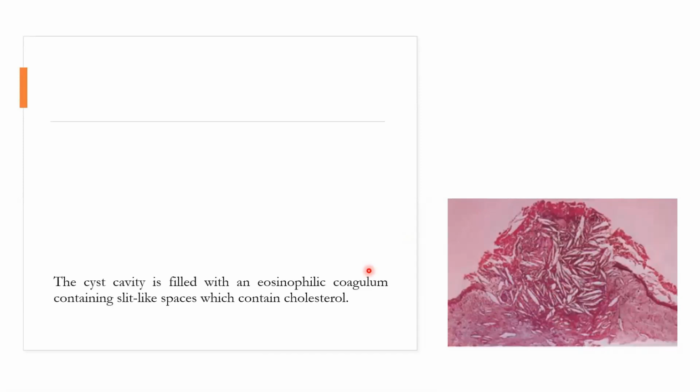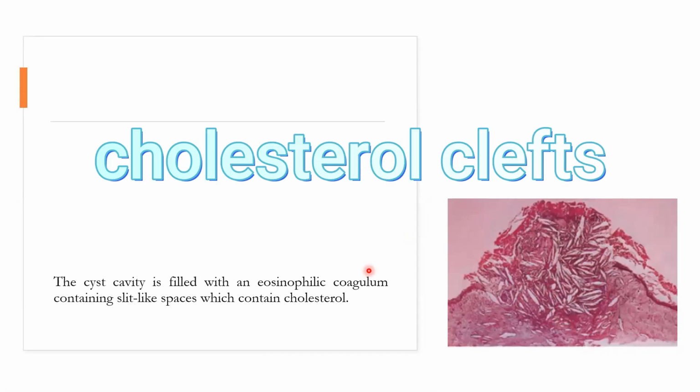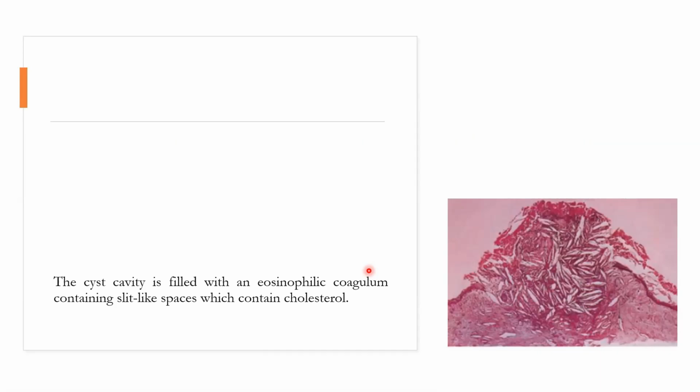So if you remember in the first slide when we were talking about the gross, I showed you an image of the cystic cavity filled with certain structures, and this is a close-up image of the same. So this is nothing but eosinophilic coagulum containing slit-like spaces, which is nothing but cholesterol actually, and they're called cholesterol clefts. But when we do the histoprocessing to prepare the slide for viewing under microscopy, the cholesterol is lost, and hence it looks like spaces, needle-like structures or slit-like spaces, and they're called cholesterol clefts.